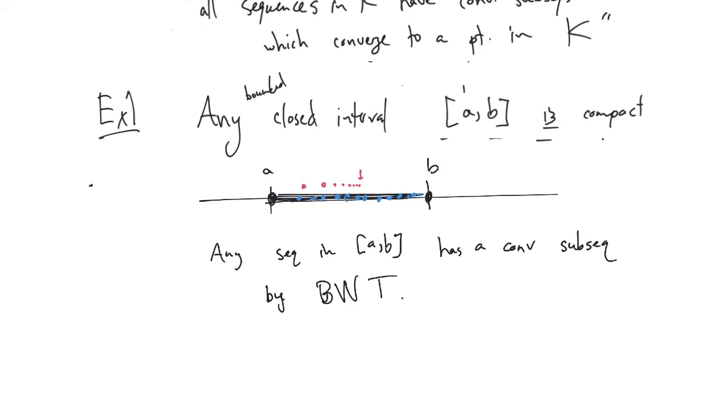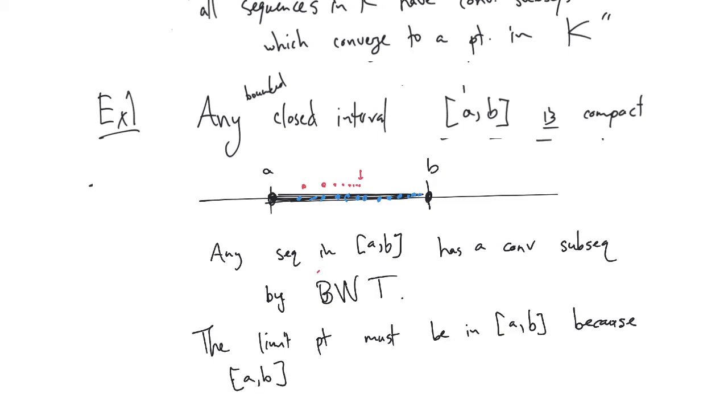That's because the closed interval A to B is a closed set. And so it means that if there is a limit, then it must be in the set, because a closed set contains all of its limit points. All right. So any sequence has a convergent subsequence. That's the Bolzano-Weierstrass theorem. And then the limit point of that sequence must be in K. I meant the closed interval A to B, because the interval A to B is a closed set. And therefore, it includes all of its limit points.